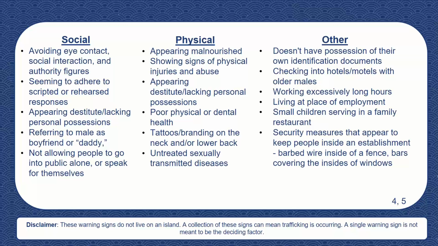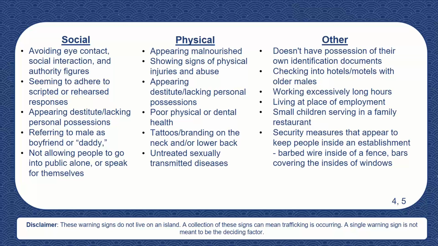This is very much a power situation where she's unable to do a lot of things, like speaking out or getting help. Other signs are appearing destitute, lacking personal possessions, referring to the male as a boyfriend or daddy, and not being allowed to go into public or speak for themselves. Right, there's no independence. It's very much a power relationship.